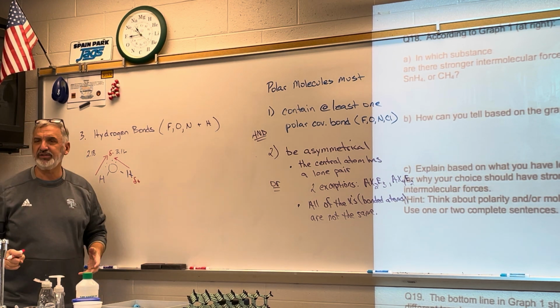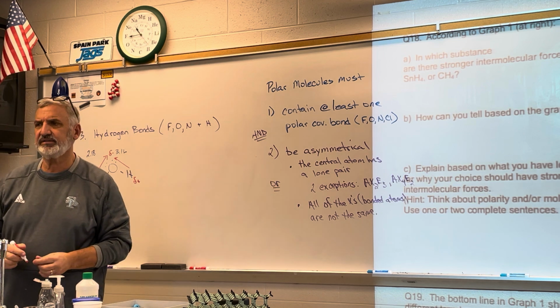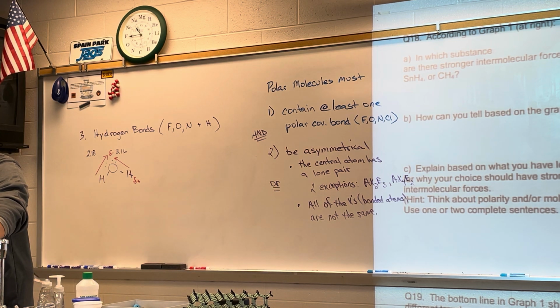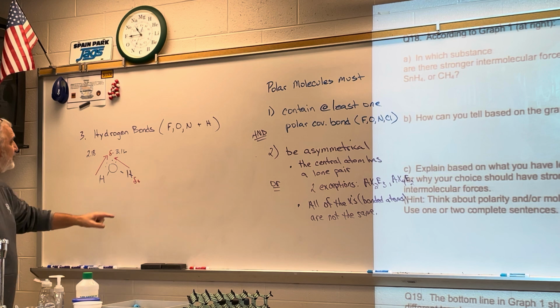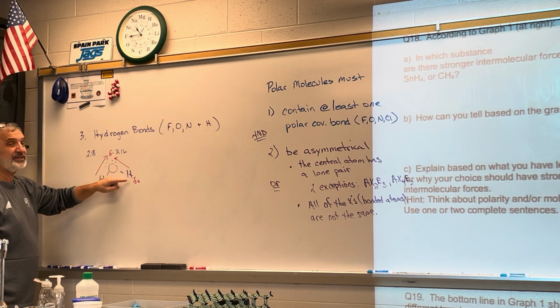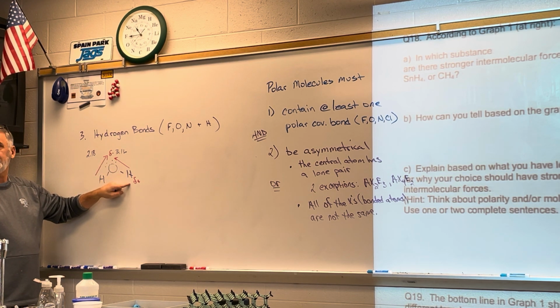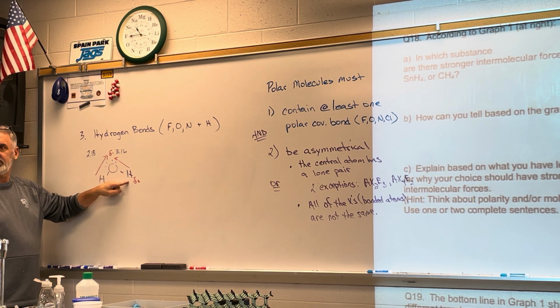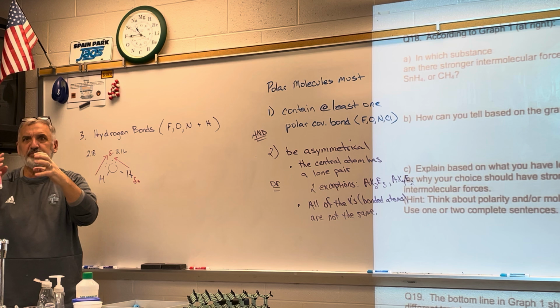But what's unique about this is how many electrons does hydrogen have? 2. Try again. 1. Oops. Hydrogen's element number 1. 1 electron. So if that 1 electron is getting pulled away, what's left for the hydrogen atom? What's the hydrogen atom composed of? 1 electron and 1 proton. So that 1 electron gets pulled away, what's left? A proton, a naked exposed proton.